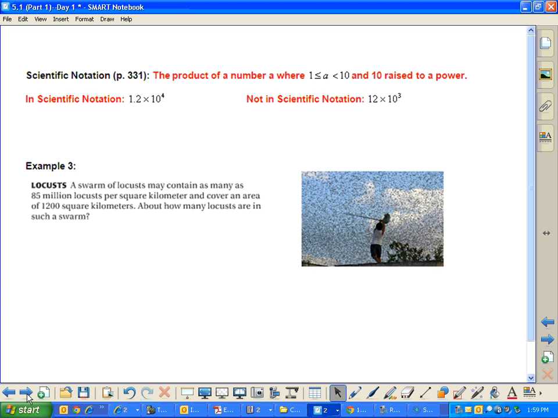It's the product of a number A, so weird. A is a letter, people. But we're going to pretend it's a number, A, where A is some number between 1 and 10, not including 10, and 10 raised to a power. And we have 2 examples there. 1.2 times 10 to the 4th is written in scientific notation. But 12 times 10 to the 3rd is not. And we'll talk about that more tomorrow.